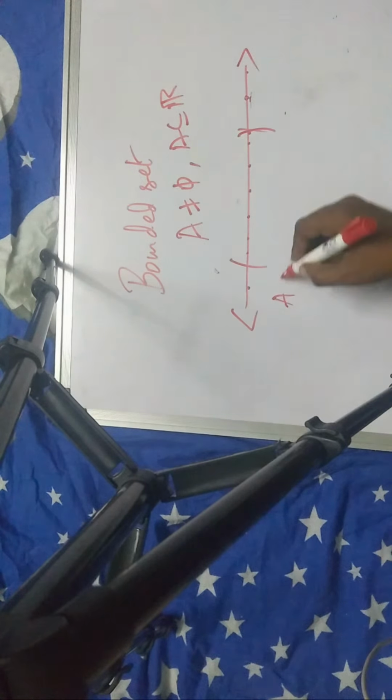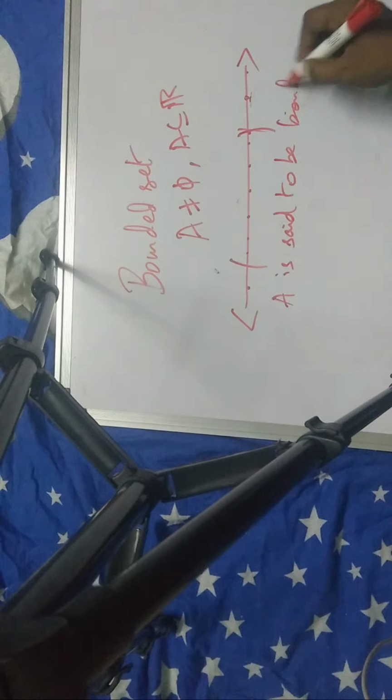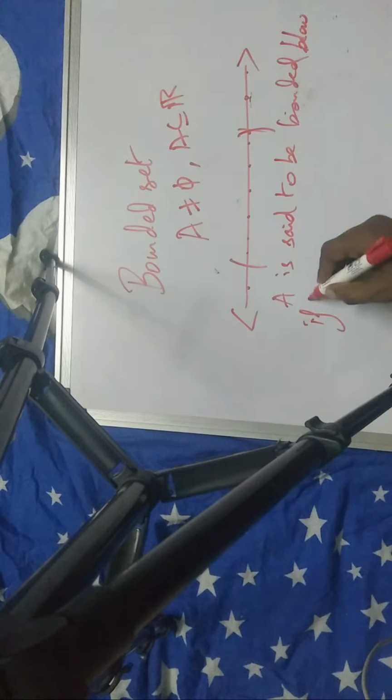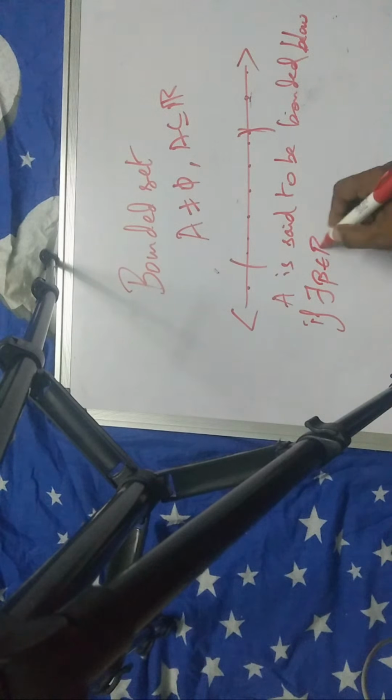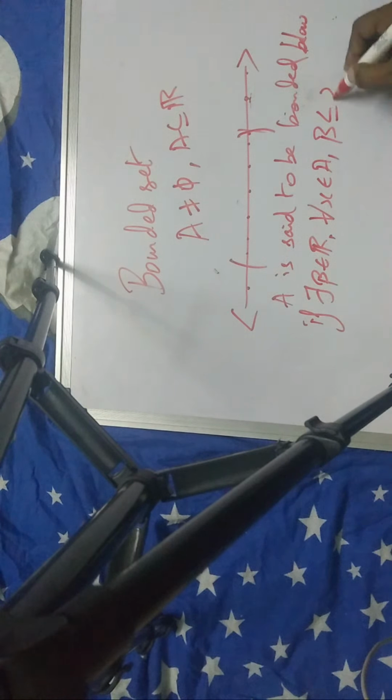So A is said to be bounded below if there exists some beta in R. We can find at least one real number such that given any x in A, beta must be less than or equal to x. So this beta, the lower bound you find, can very well be in the set. It need not be outside the set, and it need not be inside the set. It can be anywhere. Fine.